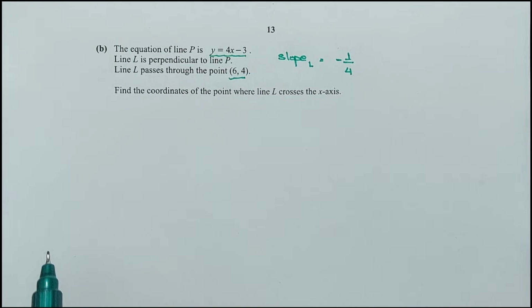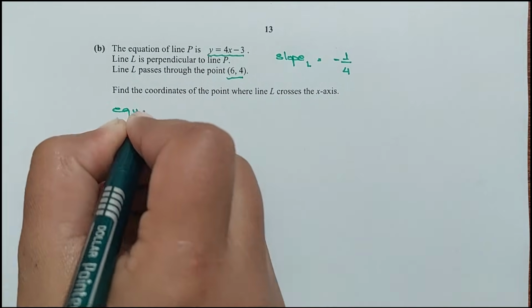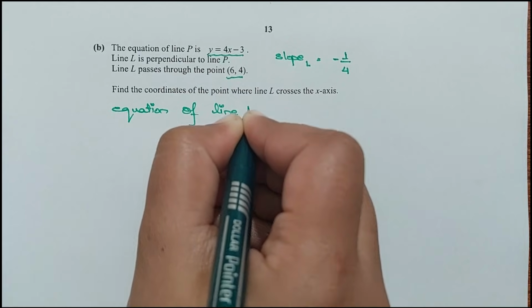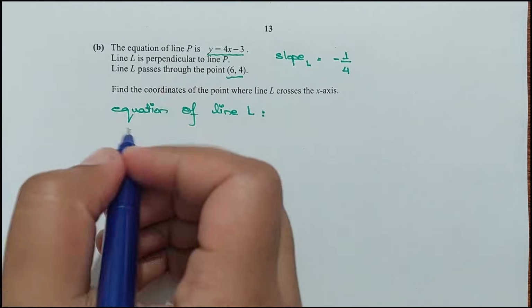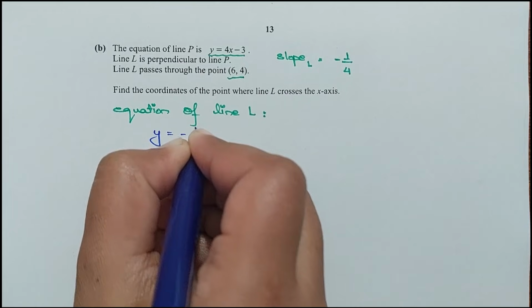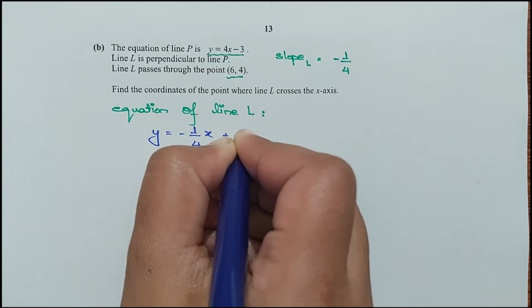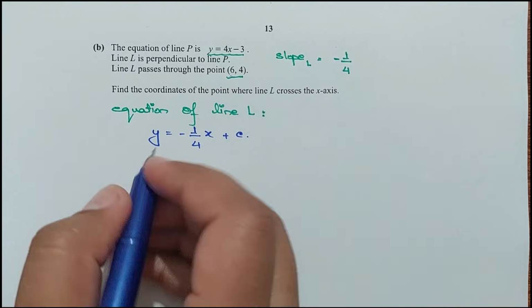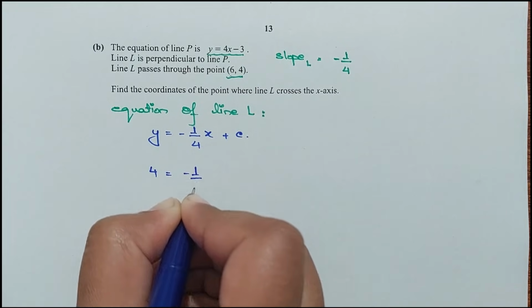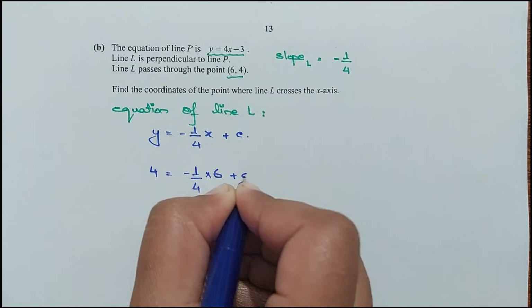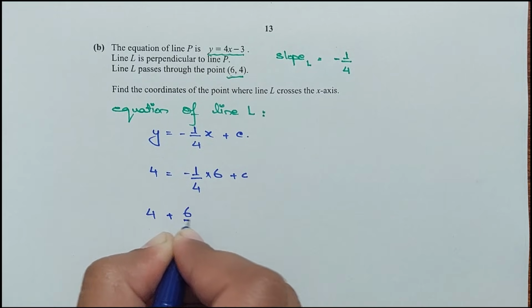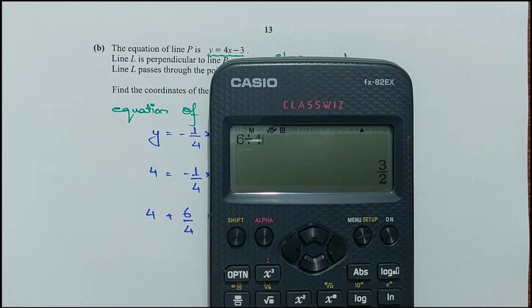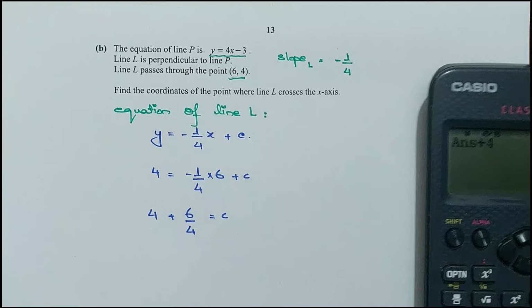So first we have to find the equation of line L, right? So the equation of line L is y equals mx plus c. Now to solve for c, use the point. x would be 6 and y would be 4. 4 equals minus 1 by 4 into 6 plus c. So 4 plus 6 by 4, this would be c. Okay, 6 divided by 4 plus 4, 11 by 2 would be c.